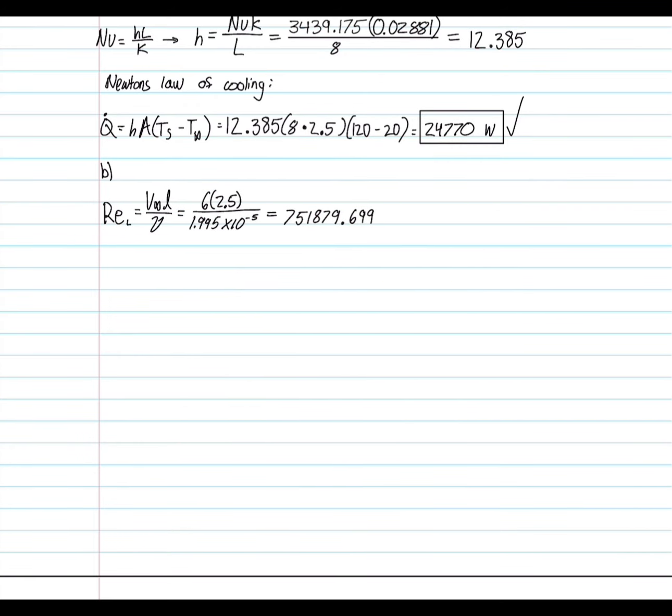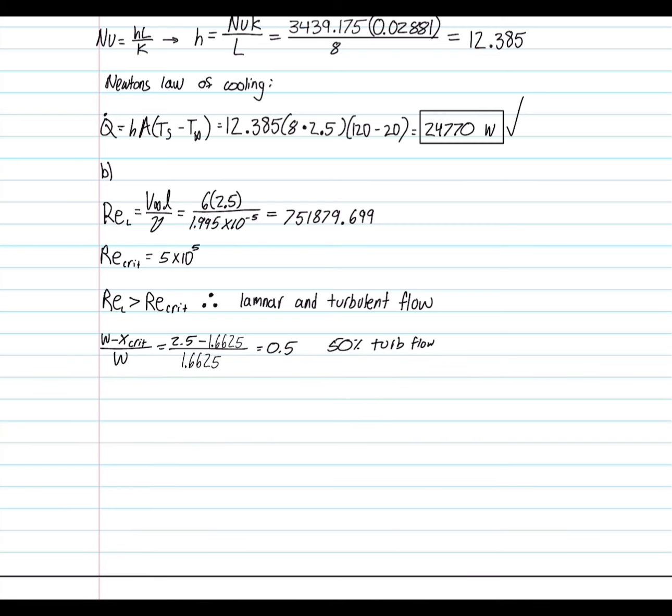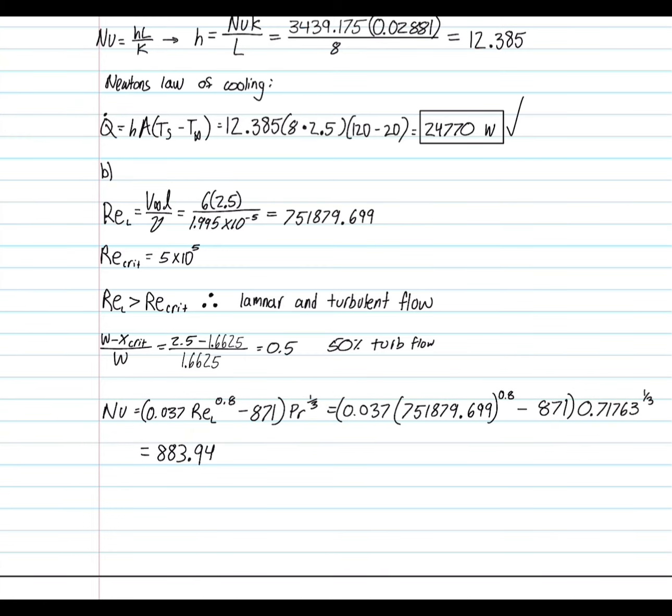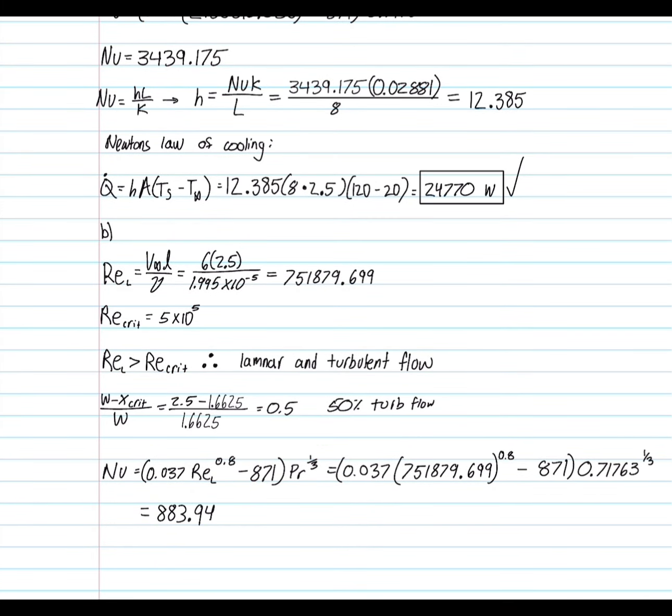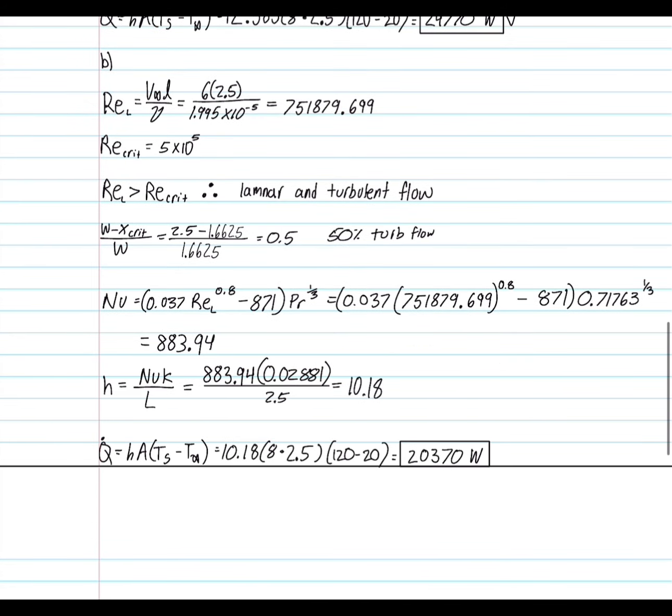Now we're going to find when the flow is parallel to the 2.5 meter long side. So we need to recalculate the Reynolds number at 2.5 meters. And like I said before, we need to compare that to the critical Reynolds number to see what type of flow it is, and it's laminar and turbulent, and we confirm, yes, it's only 50% turbulent, so we need to use the same equation for Nusselt number, plugging in the Reynolds number that we had and the PR value, and we get that the Nusselt number is 883.